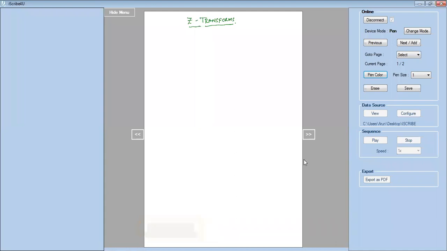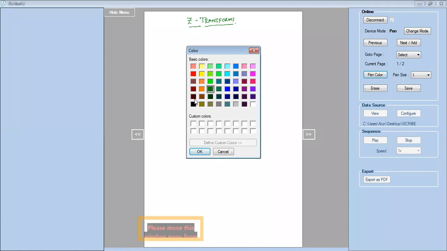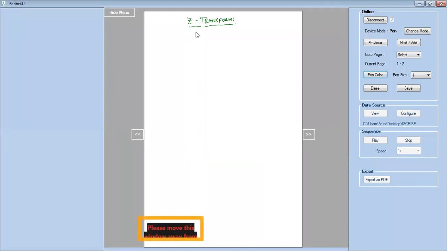Z transformation is very important for students of EC and electrical, because their entire signals and systems depends on these Z transformations. A very, very important concept. It is almost the same as Laplace transformation, so whatever we did in Laplace, almost the same thing will come. First let us start with the definition of Z transformation.